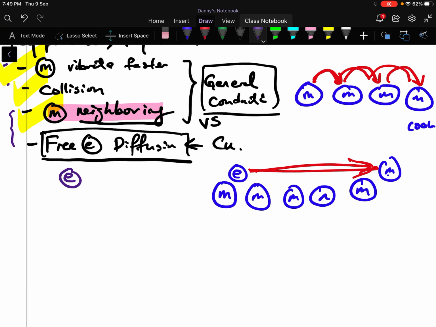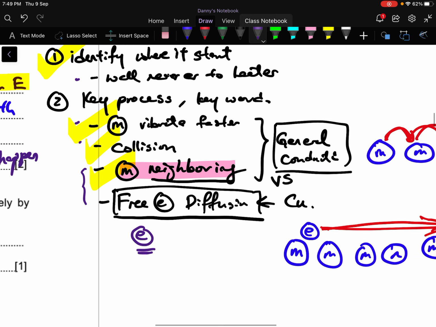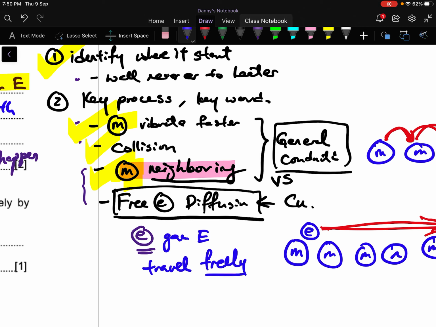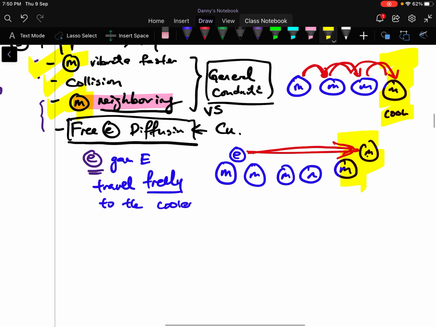So what I say, well, I will say, okay, free electron diffusion now, very good. The electron, right, my subject is different. All over here, I'm talking about molecule, molecule, molecule. When I talk about free electron diffusion, I will say electron, that is my subject. My electron will gain energy, right? And what does it do? It will travel directly. Maybe I use the word freely. Travel freely to the cooler end, right? This place that I'm talking about is my cooler end, right?